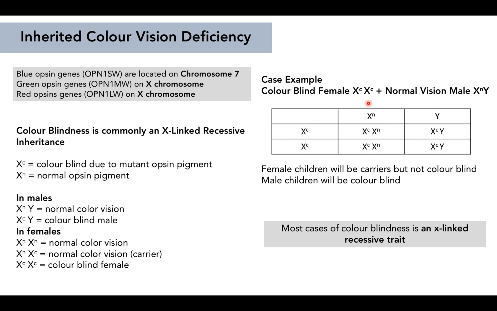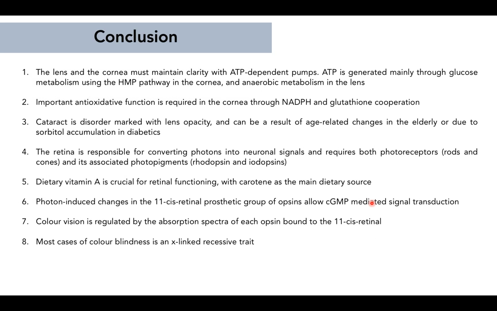As an example, in a Punnett square between a colorblind female and a normal vision male, the female children will be carriers but not colorblind, while the male children will be colorblind. So that's the reason why most cases of colorblindness are X-linked recessive and affect males more than females. That's just a little introduction to the biochemistry of vision.